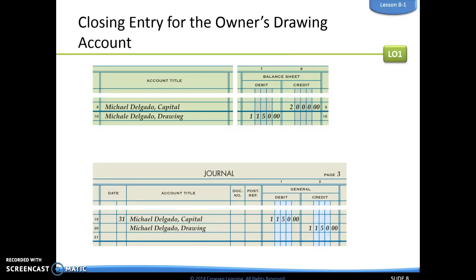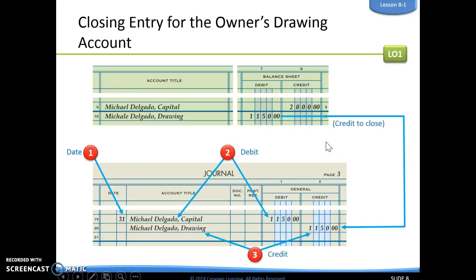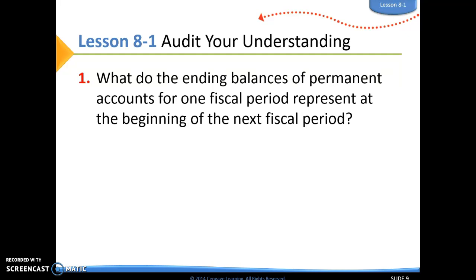Our last closing entry is we need to close our owner's drawing account. To close our owner's drawing account, we look here at our balance sheet and we see that it is a debit balance. So that tells us that we're going to credit that account to close it. If we're crediting that account, we're going to debit our capital account. Again, if we think of this, drawing is something that will decrease our capital account. And we know to decrease a capital account, we would need to debit that account. And that's what we're doing here. So we'll put in our date, our debit to our capital account, and our credit to our drawing account. Those were our 4 closing entries.